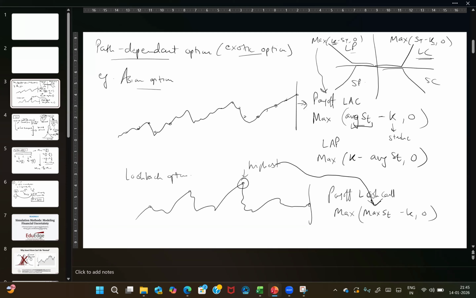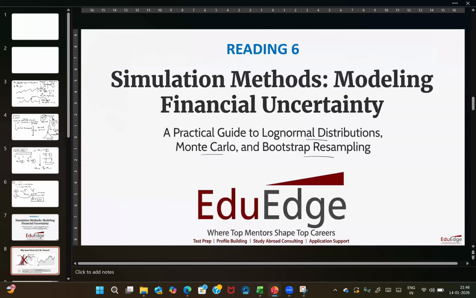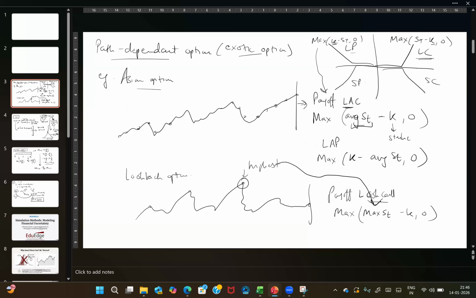So how would you simulate the values of these calls or puts exotic options? Today, how will you find the value today? So what we'll have to do is we'll have to simulate various paths, calculate the payoffs, and then calculate the average of those values and then discount them back today. So that's where Monte Carlo simulations could be used. We'll go through the method very soon. Any questions on this?